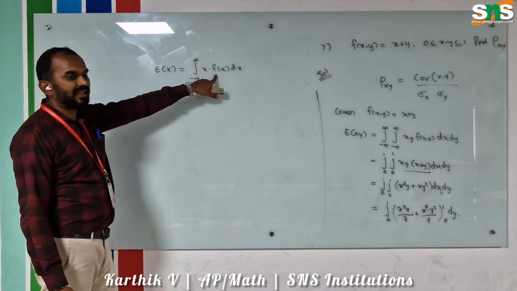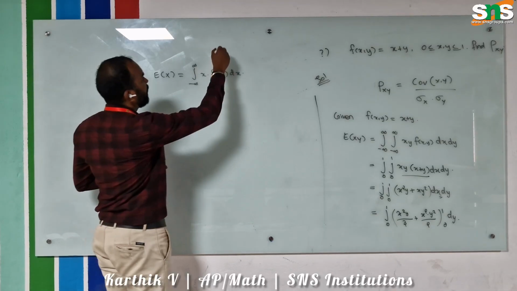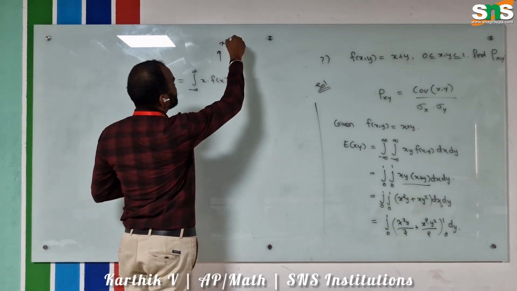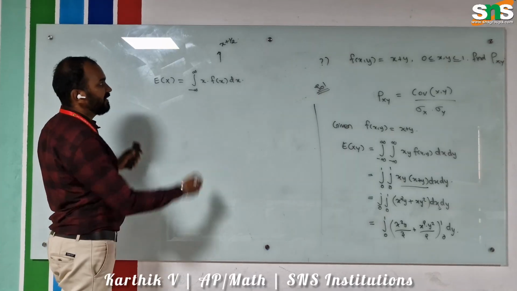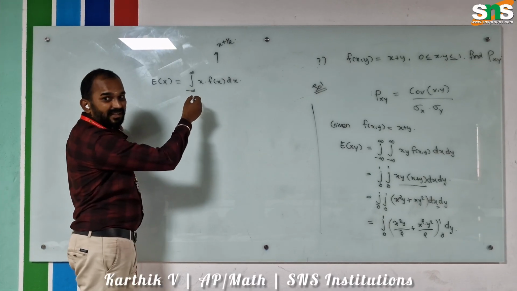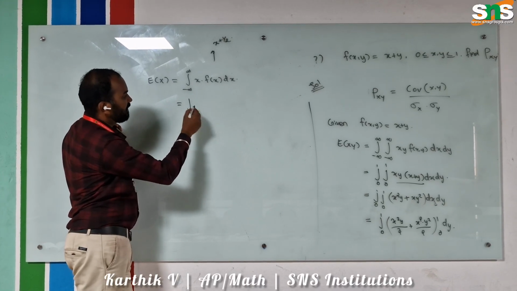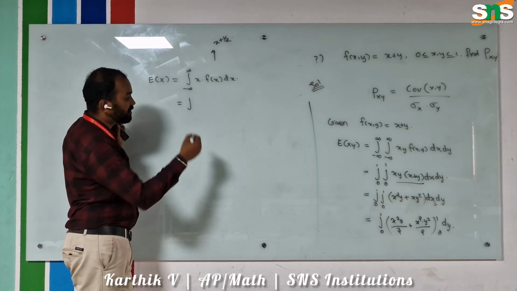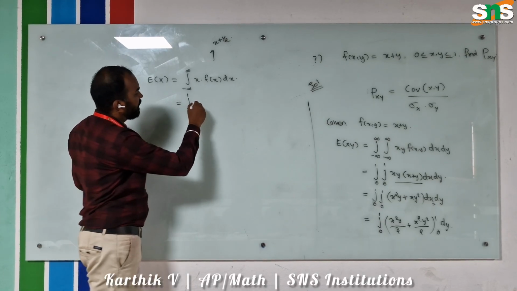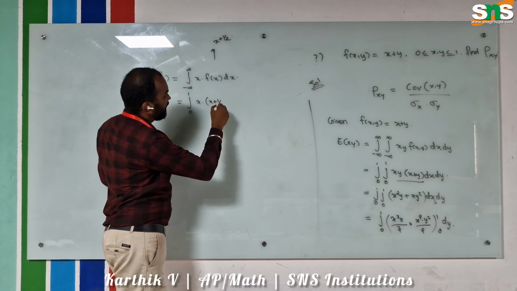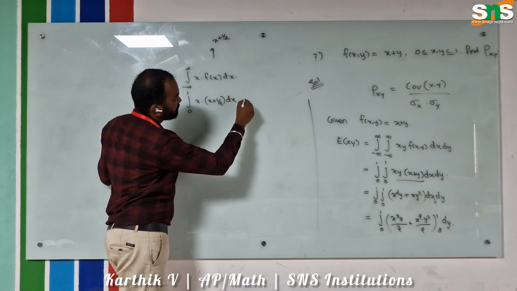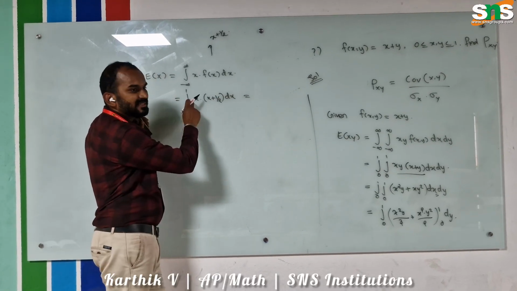We know that f of x value is x plus 1 by 2. So replace f of x value by x plus 1 by 2 and apply the x index. Here x varies from 0 to 1. x into f of x value is x plus 1 by 2. First you have to simplify this term.